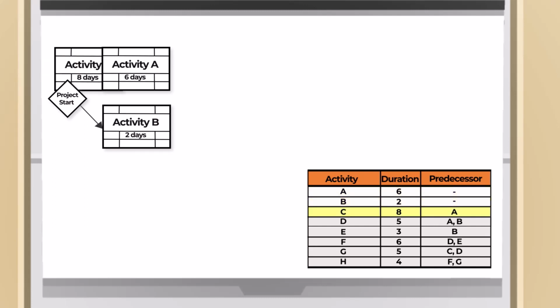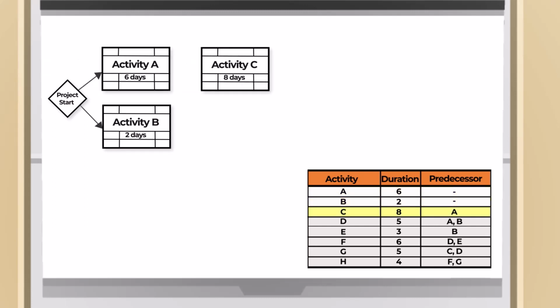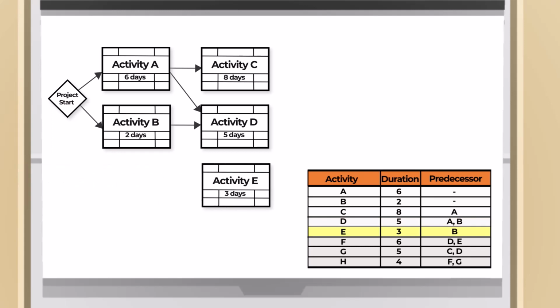Activity C with 8 days duration, linked finish to start to activity A. Activity D with 5 days duration, linked finish to start to activity A and activity B. Now, activity E with 3 days duration, linked finish to start to activity B. Next, activity F with 6 days duration, linked finish to start to activity D and activity E.